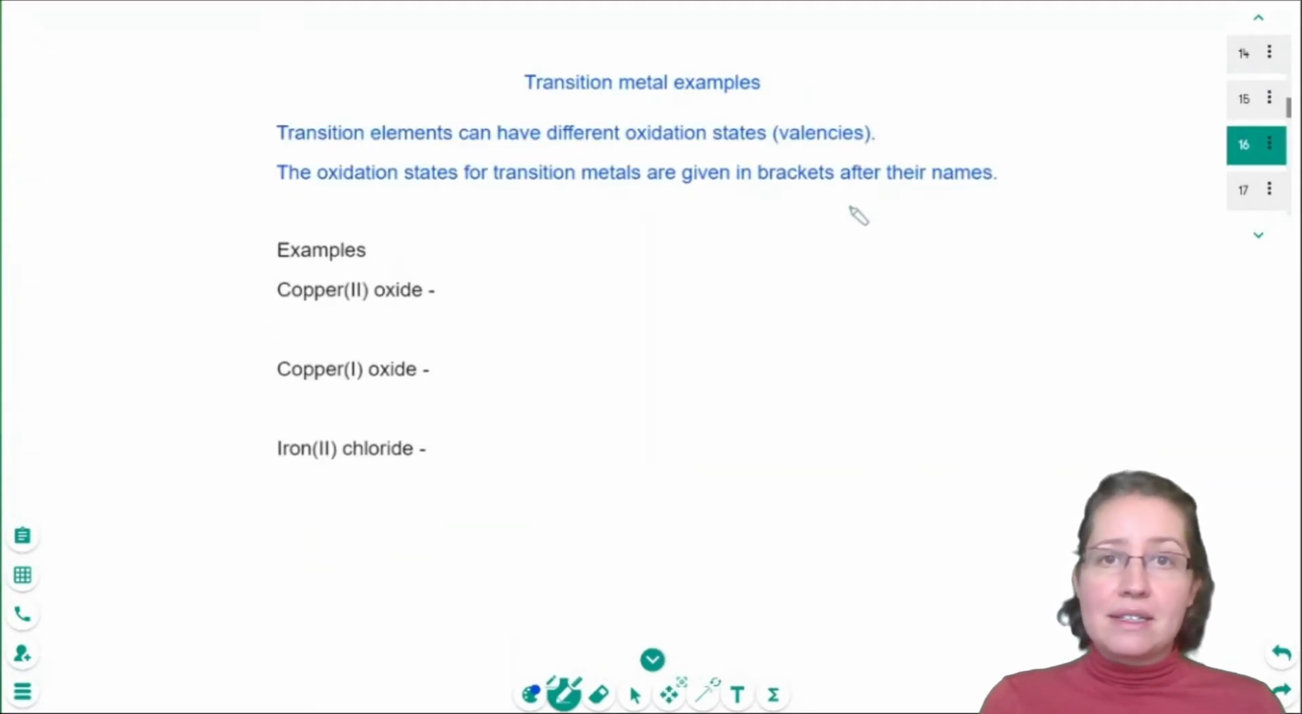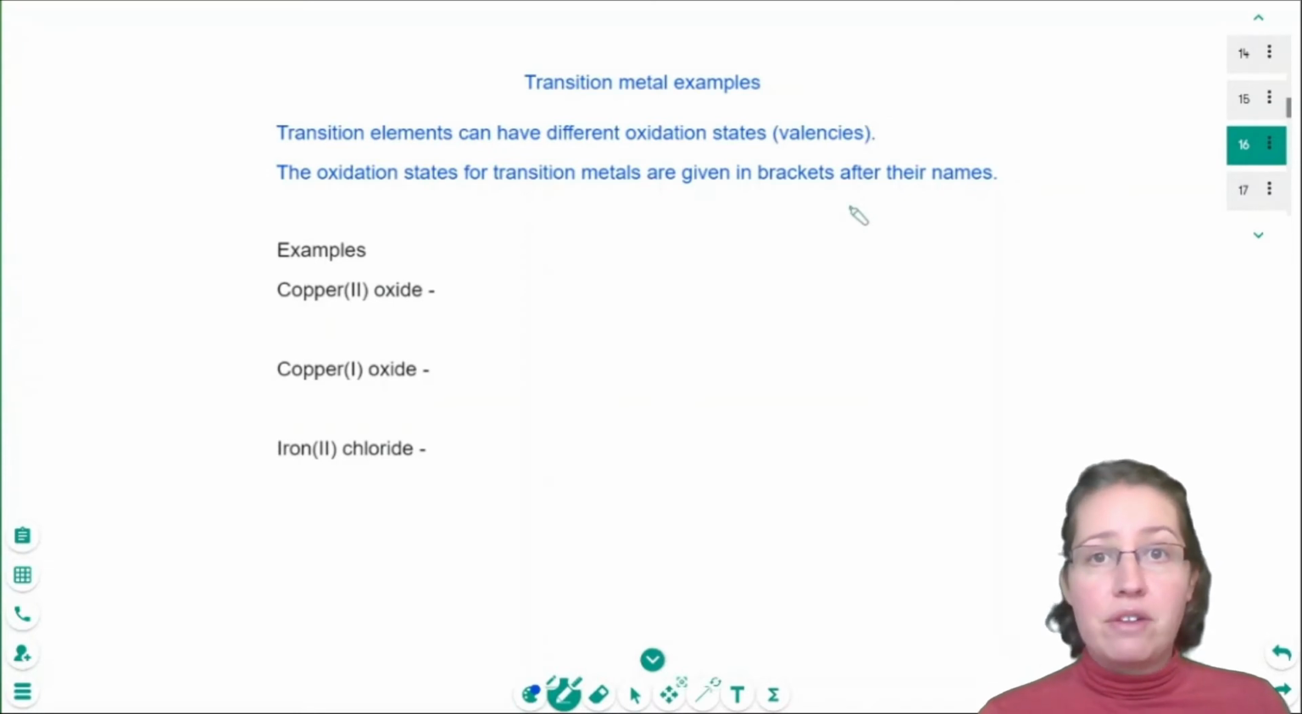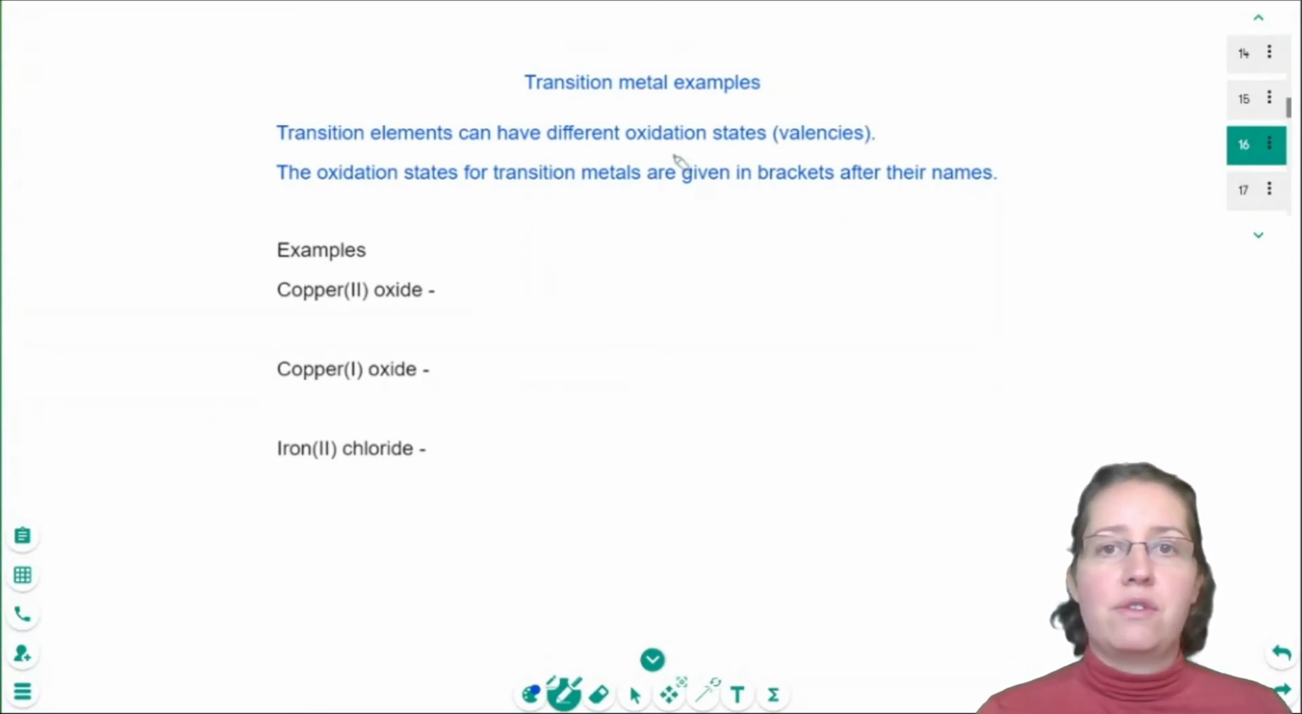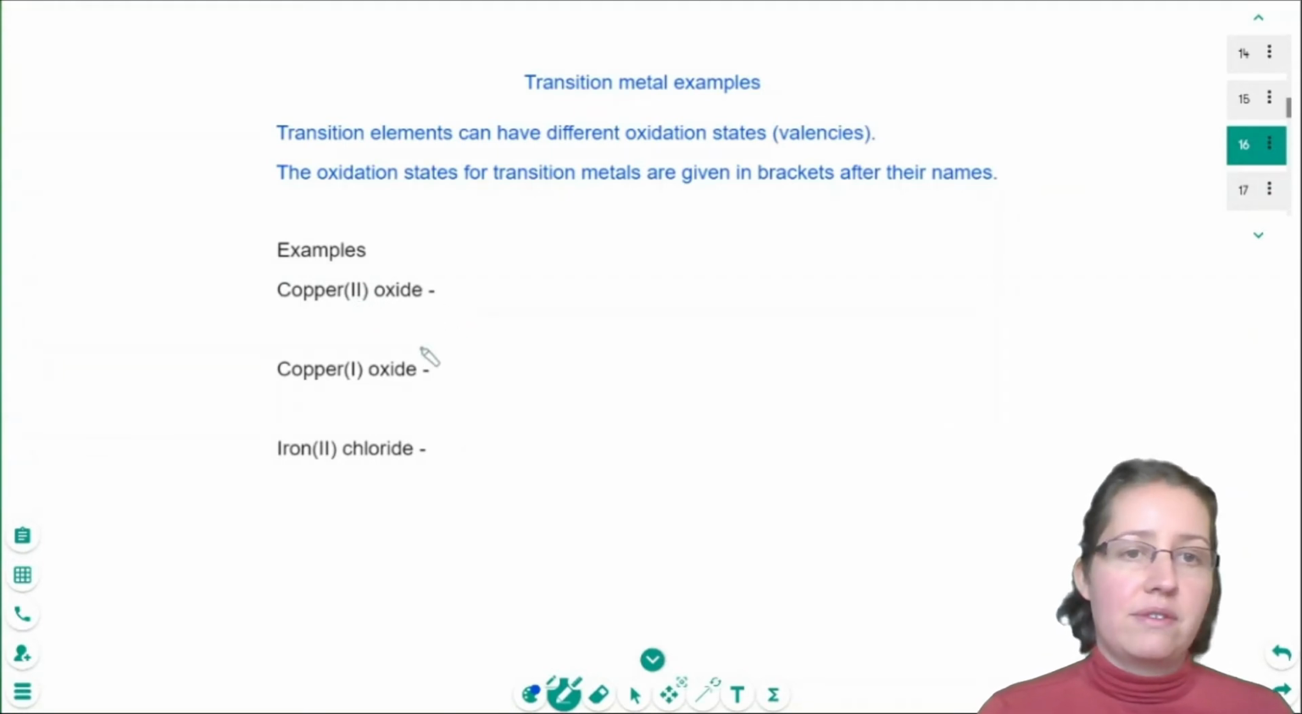Okay, transition metal examples. I told you already that they've got variable valencies. They can have different valencies. Officially, we call this different oxidation states, but don't worry about that for now. We give the oxidation states or the valency in brackets after the metal. We use Roman numerals to do this, and that's just conventional, and we have to stick to that.